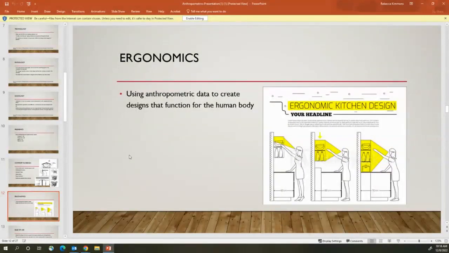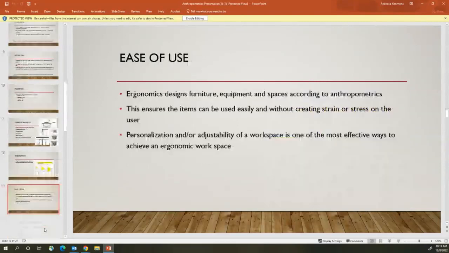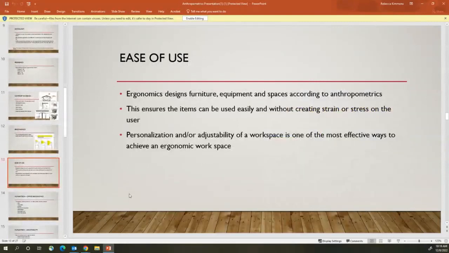Ergonomics, I used this word earlier, but this is really where you're using that anthropometric data to create designs that work for the body and do not create strain or overuse on anything. So it's all about ease of use, and it makes sure that items don't create stress. You can use it easily.